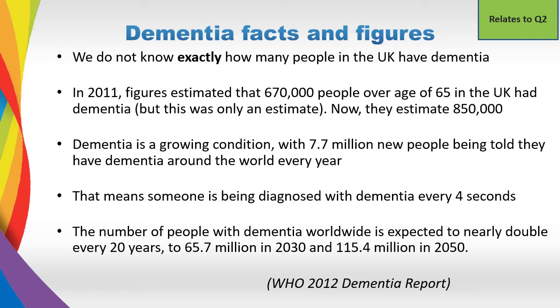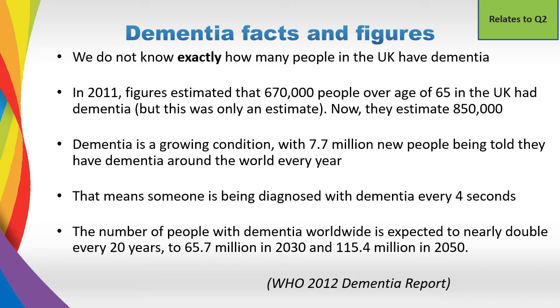We don't really know how many people in the UK have dementia. The last census was in 2011, so we're due a new census next year in 2021. Back in 2011, the figures were around 670,000 people over 65 who had dementia. But it wasn't necessarily factual, it was an estimate. A year later, the World Health Organization thought that it was probably more around the 850,000 mark in 2012.